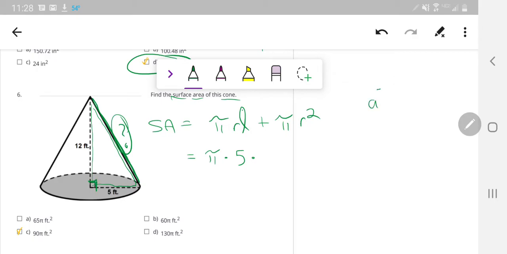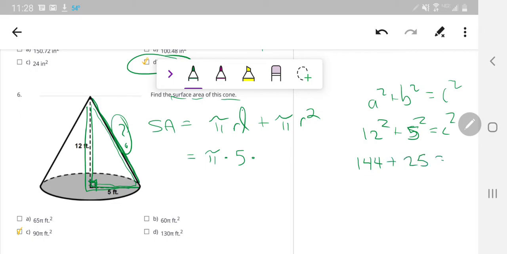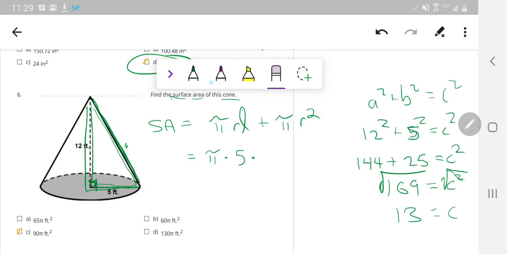So when we do a squared plus b squared equals c squared, we can throw in the 12 and the 5 as our legs, a and b. 12 squared plus 5 squared equals c squared. Now I know that this is a special set of numbers called a Pythagorean triple, but you guys probably don't know that, so I'm just going to do the work for you. I get 169 equals c squared. If I square root both sides, inverse operation, I isolate c and get 13. So that missing slant height is not missing anymore.